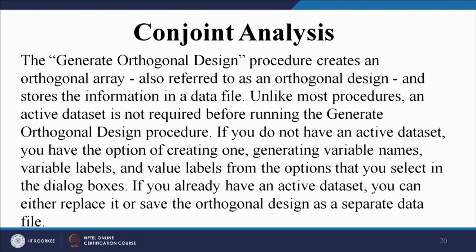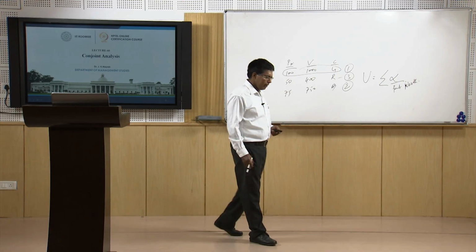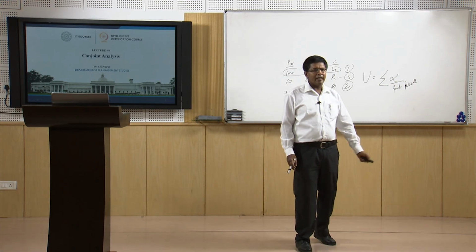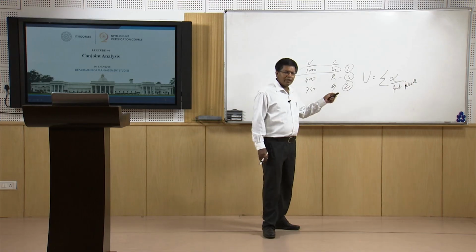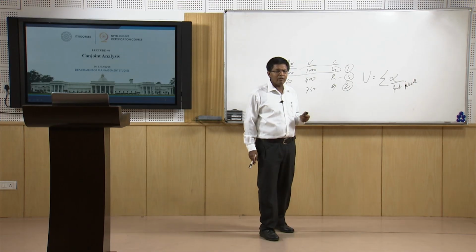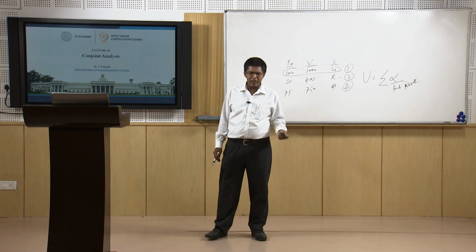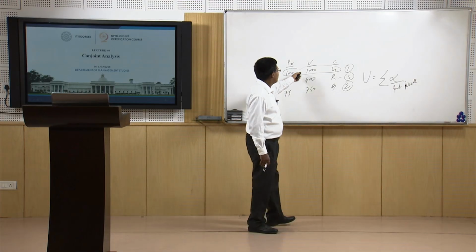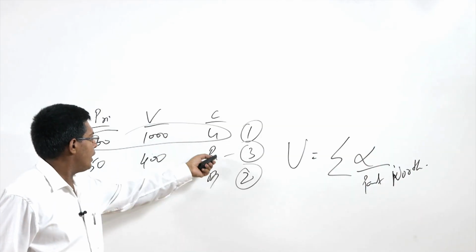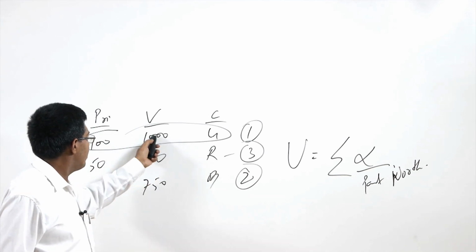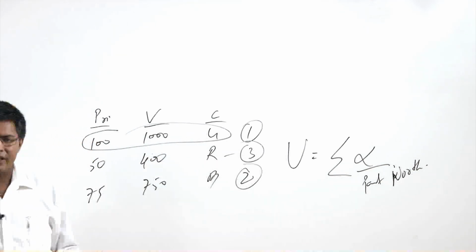To generate the orthogonal design, if you already have an active data set, you can either replace it or save the orthogonal design or create an orthogonal data file. I will show you through an SPSS file how you do it. Theoretically, you have understood that you can make several combinations, and then you can say which combination is the most preferred. So, 1, 2, 3, 1, 2, 3, 1, 2, 3, several combinations, 27 combinations can come.